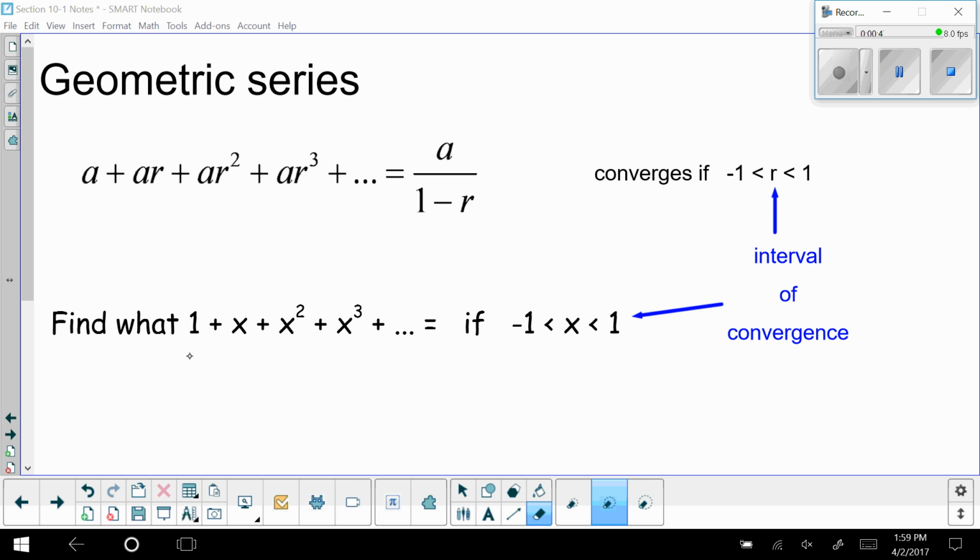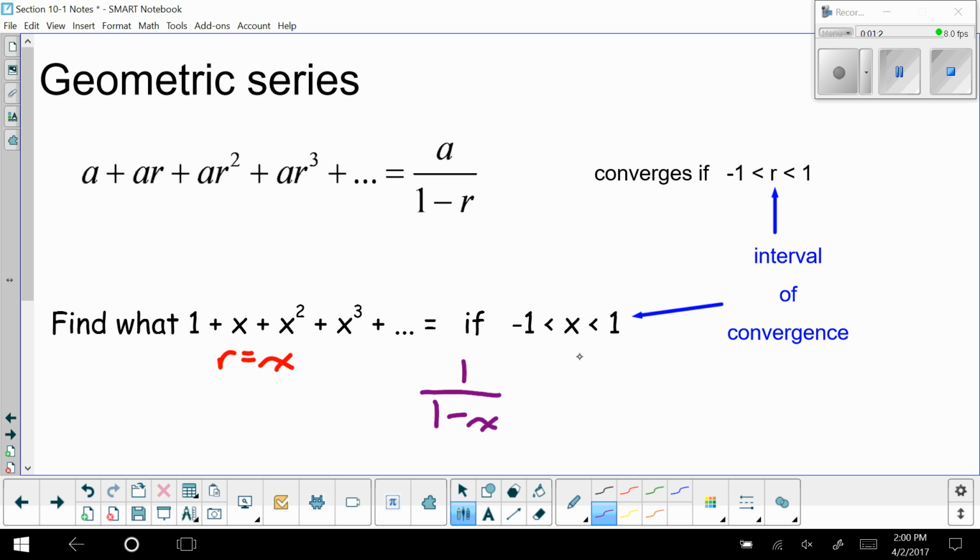So here, I have an infinite series, 1 plus x plus x squared plus x cubed, and so on, where our common ratio is x. Well, as long as x is between -1 and 1, because x is the same as r, and that's our interval of convergence for our common ratio, this would be equal to our first term, 1, over 1 minus our common ratio of x. This actually means that as long as x is between -1 and 1, this infinite series is equal to 1 over 1 minus x.